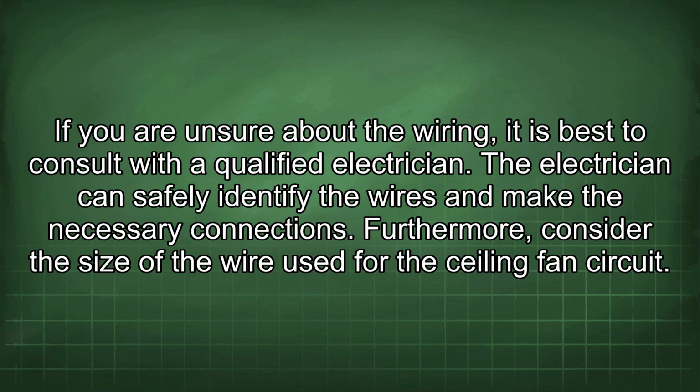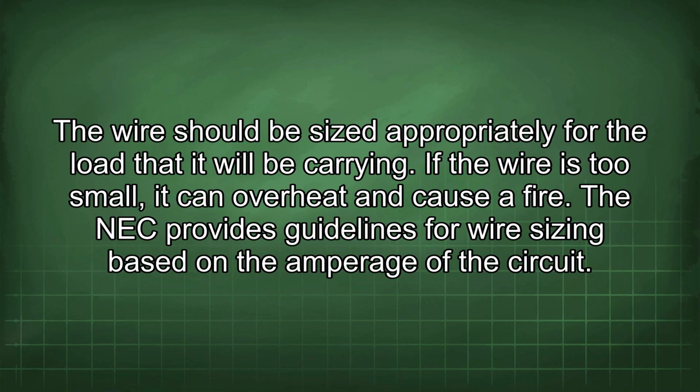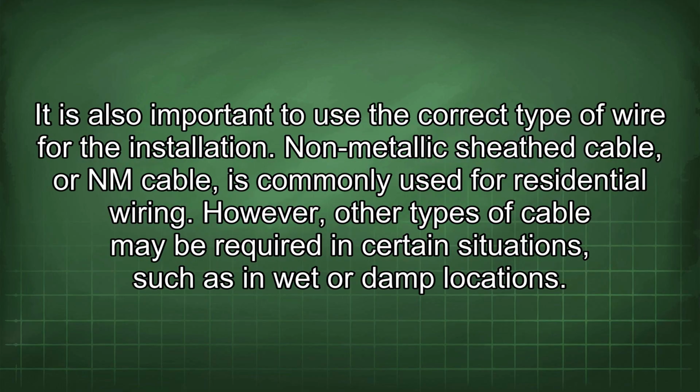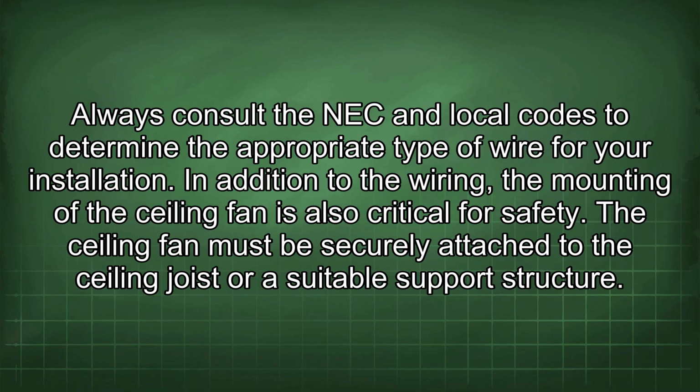Furthermore, consider the size of the wire used for the ceiling fan circuit. The wire should be sized appropriately for the load that it will be carrying. If the wire is too small, it can overheat and cause a fire. The NEC provides guidelines for wire sizing based on the amperage of the circuit. It is also important to use the correct type of wire for the installation. Non-metallic sheathed cable, or NM cable, is commonly used for residential wiring. However, other types of cable may be required in certain situations, such as in wet or damp locations. Always consult the NEC and local codes to determine the appropriate type of wire for your installation.